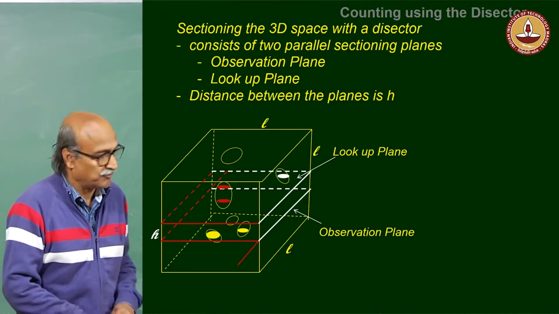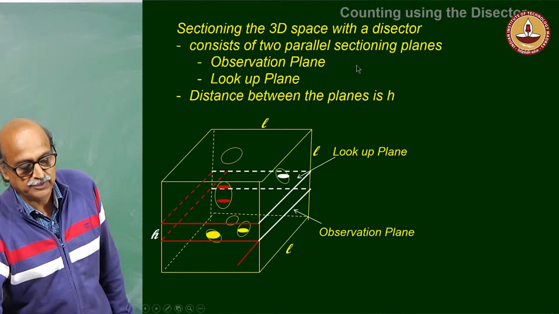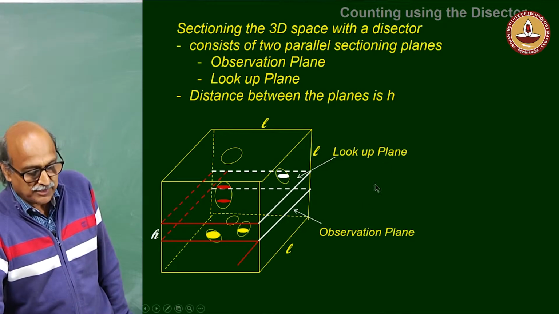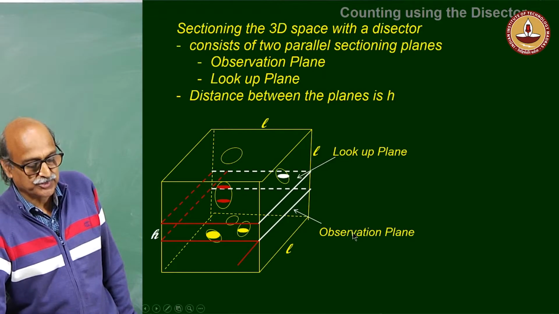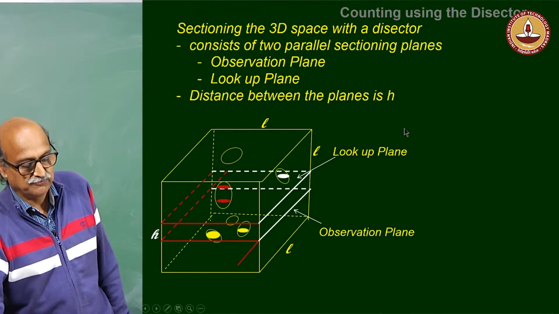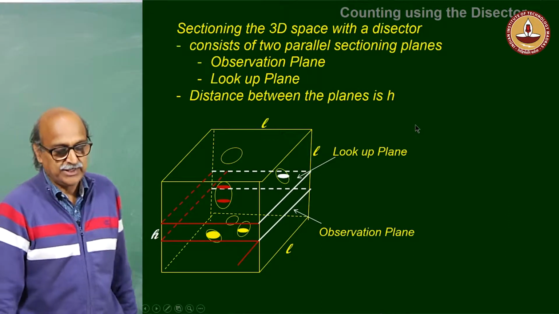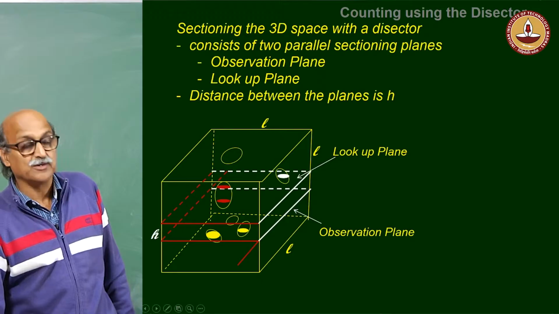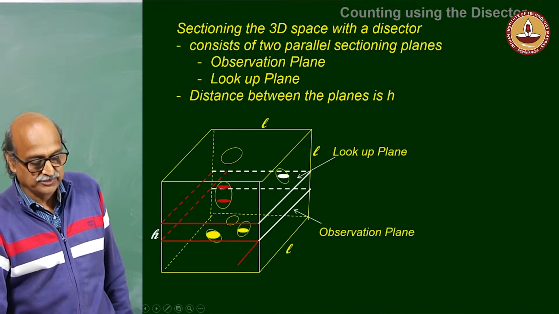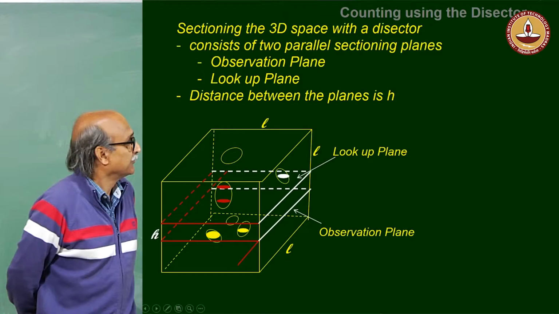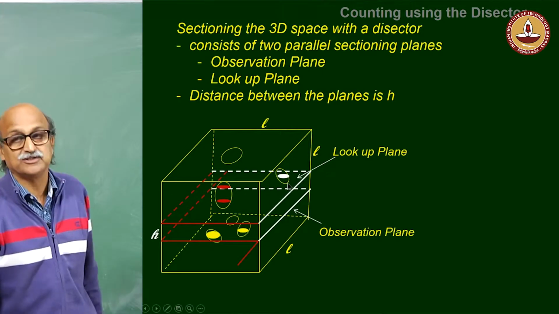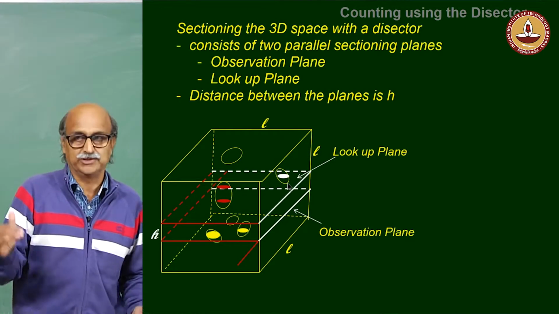It consists of 2 parallel sections, 2 parallel plane probes. One we will refer to as the observation plane and the other we will refer to as the lookup plane, and these two-dimensional sections are separated by a known distance h. Okay. So, I look at the microstructure on these 2 sectioned planes individually.